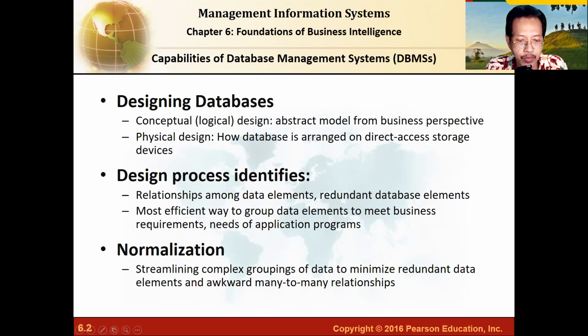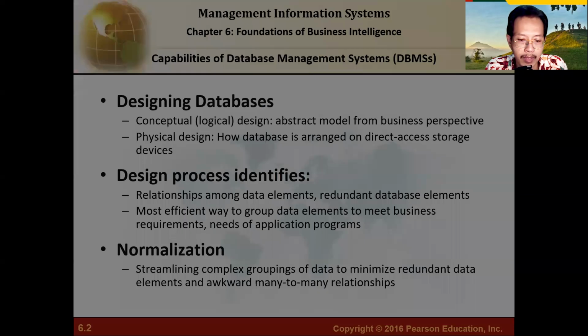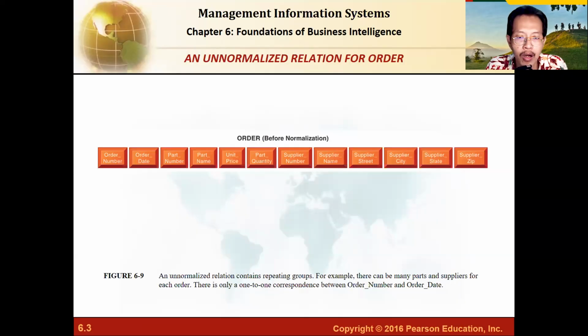The second activity would be designing process, which would be making a more detailed interpretation of the relationships between data elements. And then you would be normalizing the database tables in order to avoid redundancy and make sure that the relationships are properly done. This is an example of a normalization process.